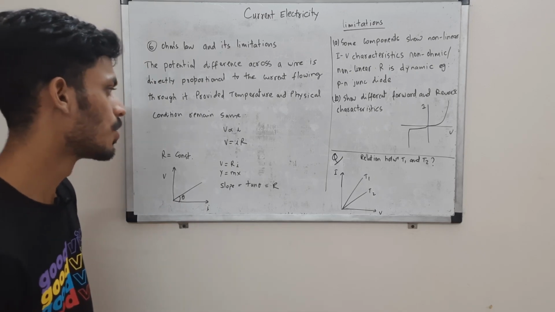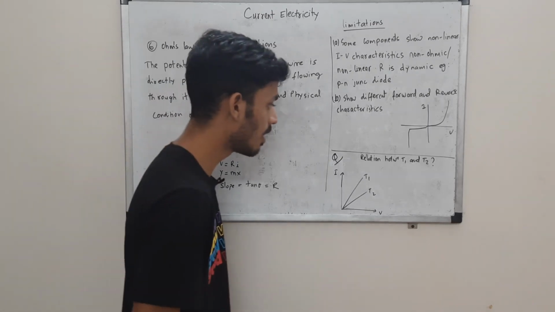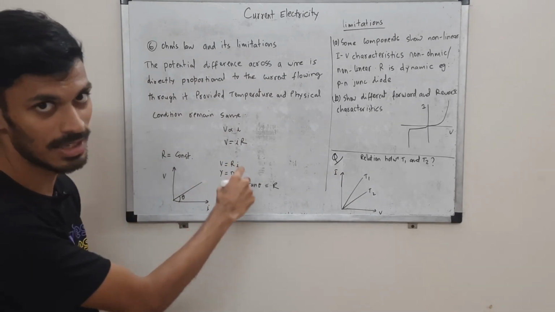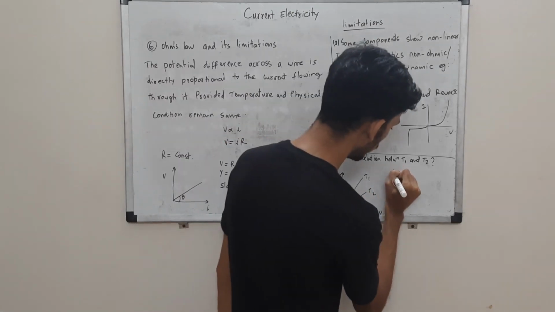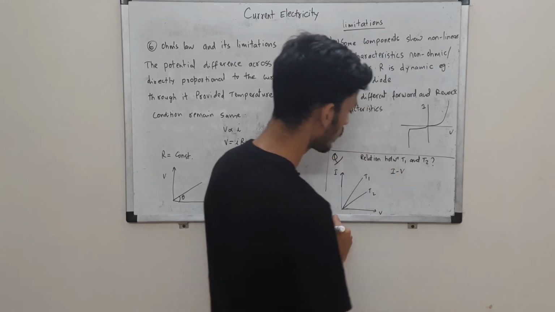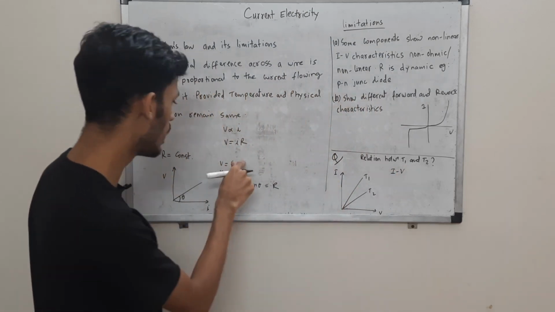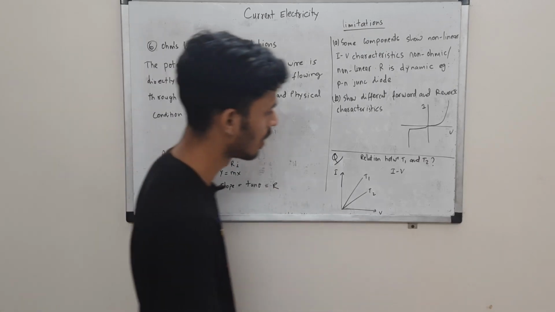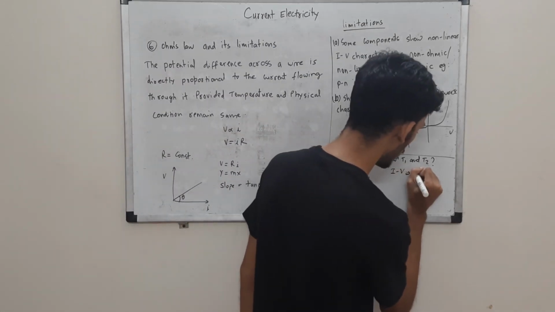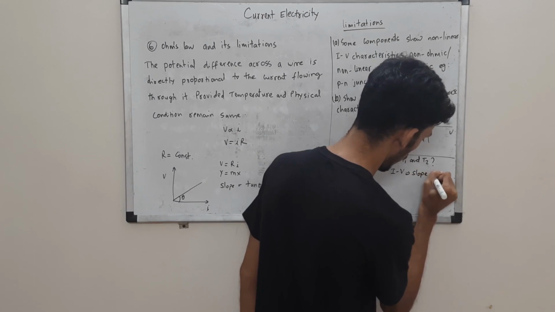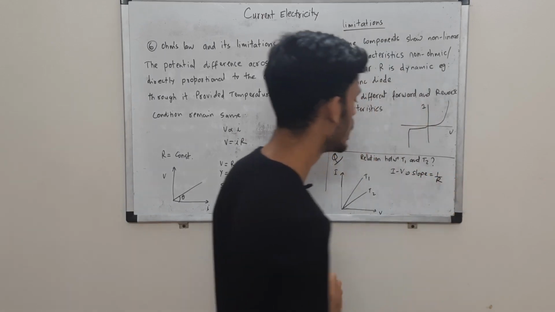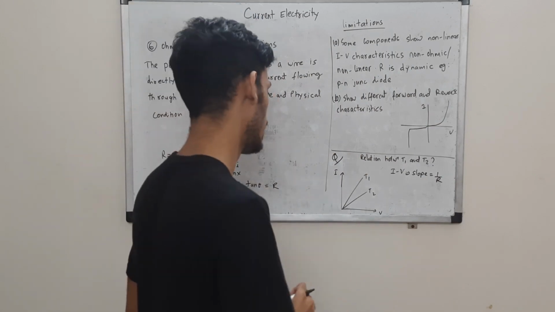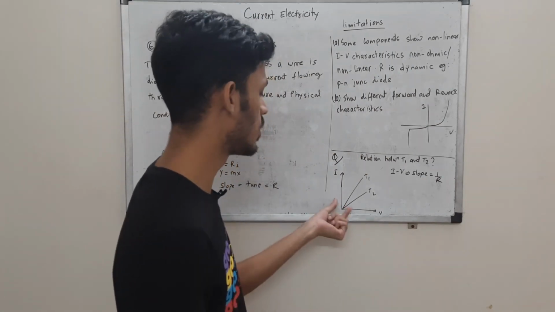So you can see that this is an IV plot, not a VI plot. VI plot will give you resistance as the slope. IV plot will give you 1 by R, right? V by I will give you R, but I by V will give you 1 by R. So in an IV plot, the slope will be 1 by R. Now which slope is greater? We'll combine the logic of the previous section and this section together now.